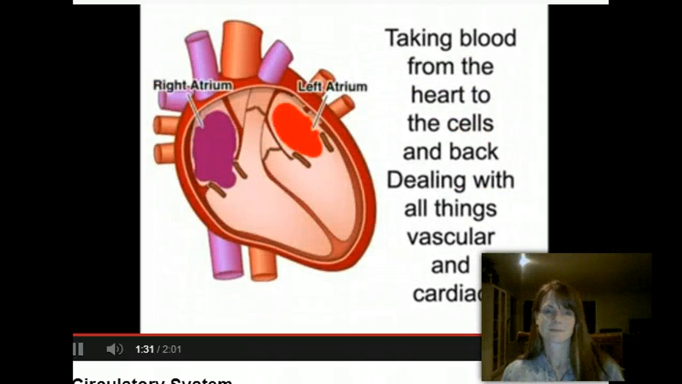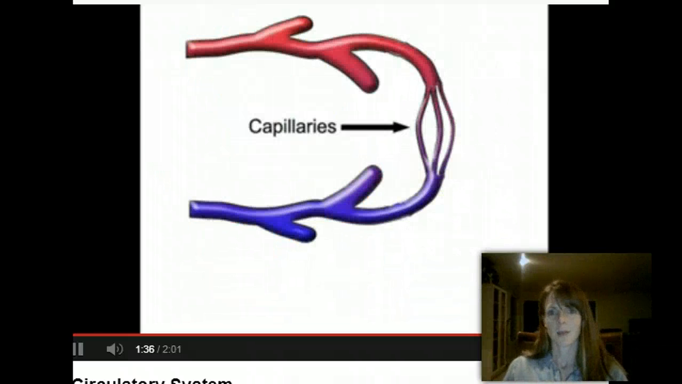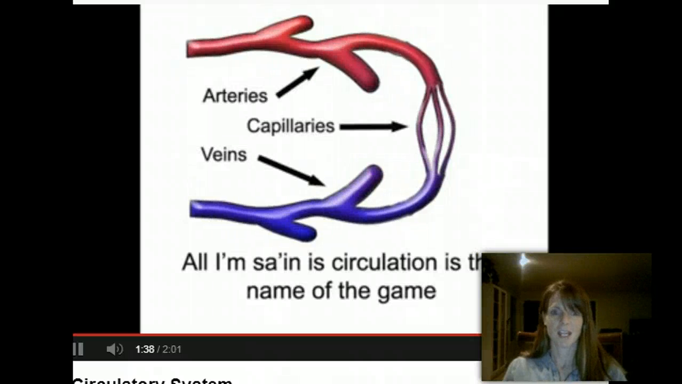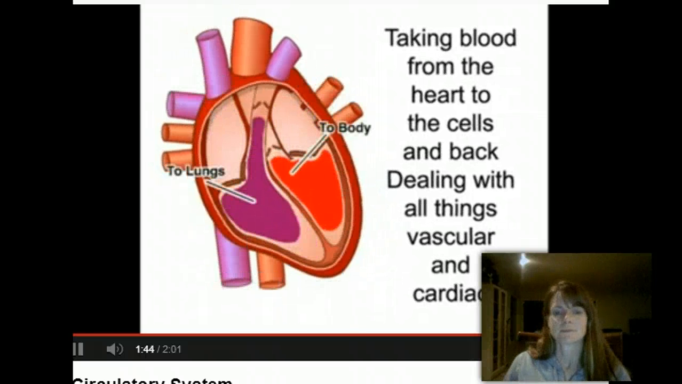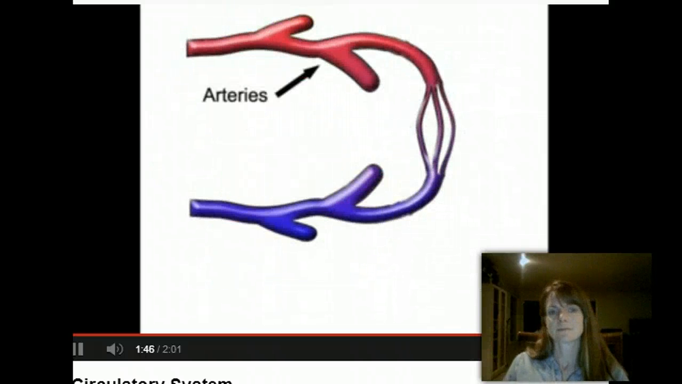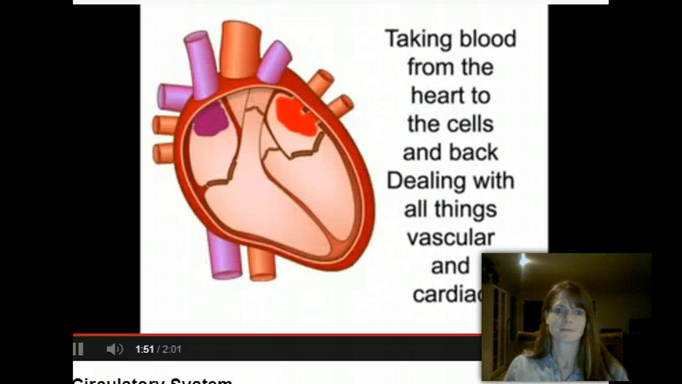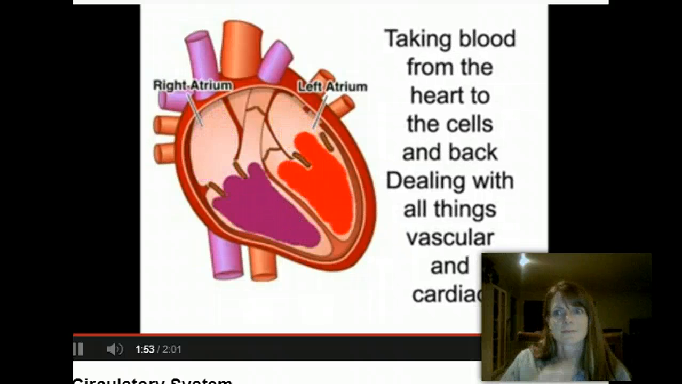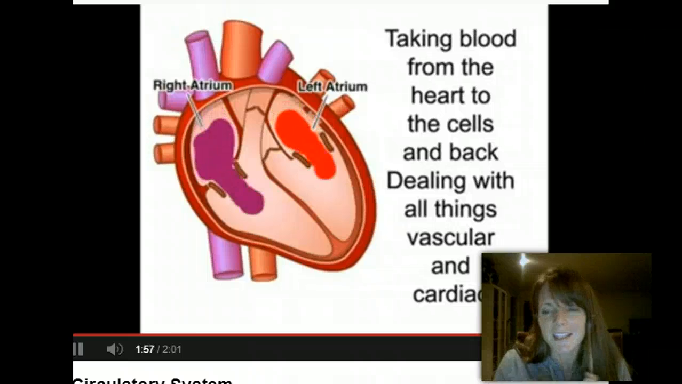Taking blood from the heart to the cells and back, dealing with all things vascular and cardiac. Capillaries are the reason, veins all the same. The circulation is the name of the game.